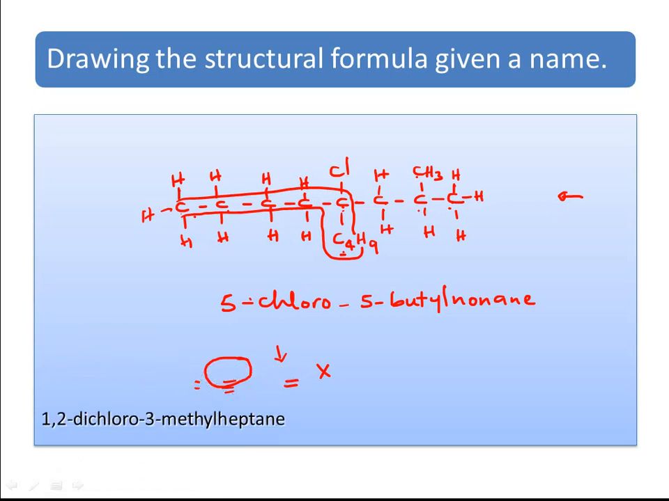Okay, let's take a look at the last one for this video. We've got 1,2-dichloro-3-methyl-heptane. Heptane, it's 7 carbon atoms, so I've got 7 carbon atoms with no double bond because it ends with ANE. 1, 2, 3, 4, 5, 6, 7. So I've got 3 plus 4, 7 carbon atoms, and on carbon number 3 we've got a methyl group. Yeah, and on carbon number 1 we've got a chloro, and on carbon number 2 we've got another chloro.